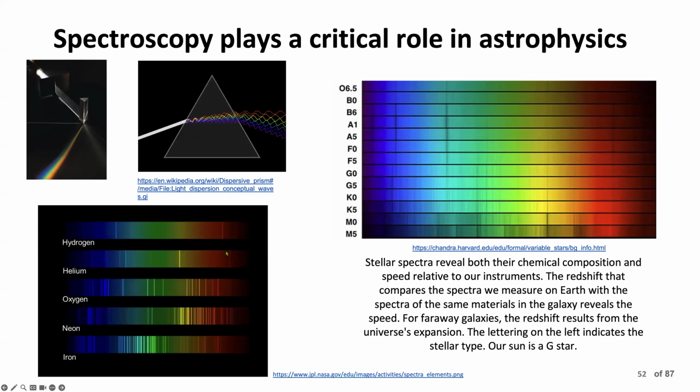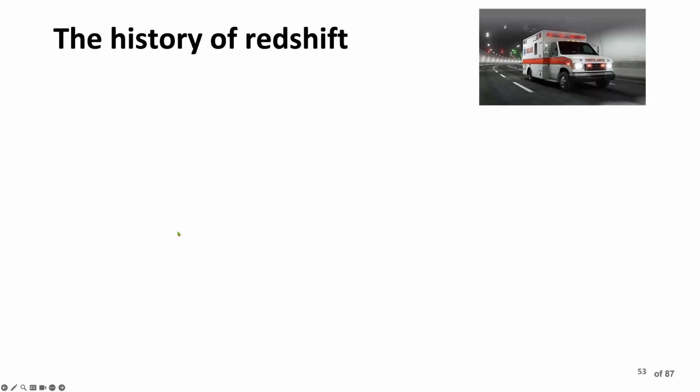So we can detect the chemistry of things, but also we can see the redshift because the lines are shifted relative to what you would find in a laboratory. So if you look at hydrogen in a laboratory, you get these lines. If you look at hydrogen in a distant galaxy, you see the same spacing, but a shift indicating the velocity at which the object's receding from us.